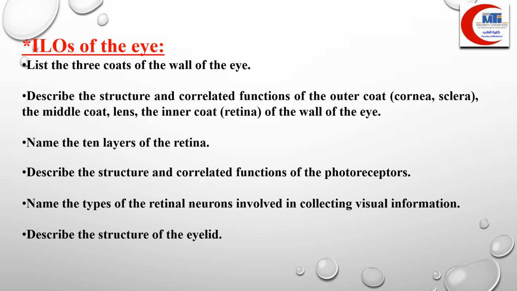What are our ILOs? By the end of the eye lectures, you should be able to list the three coats of the wall of the eye, describe the structure and correlated functions of the outer coat, cornea, sclera, the middle coat, lens, the inner coat, retina of the wall of the eye. Name the 10 layers of the retina, describe the structure and correlated functions of the photoreceptors, name the types of the retinal neurons involved in collecting visual information, and describe the structure of the eyelid.